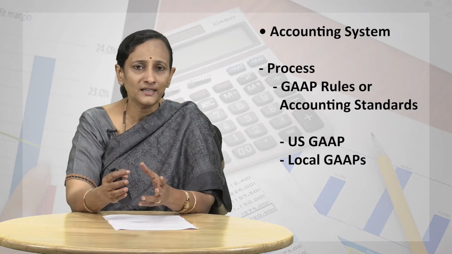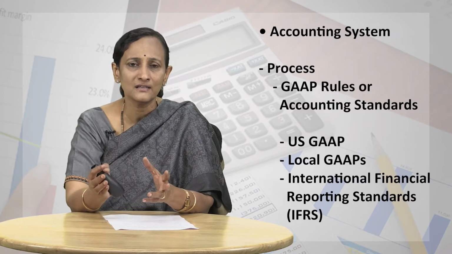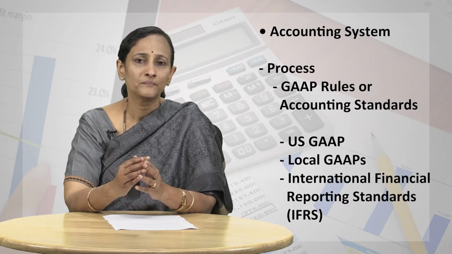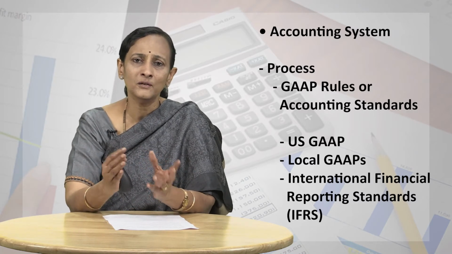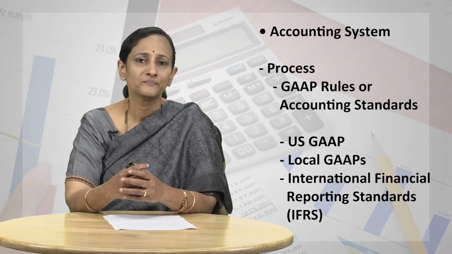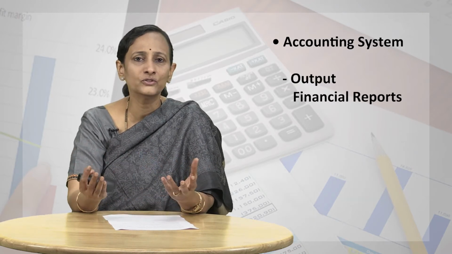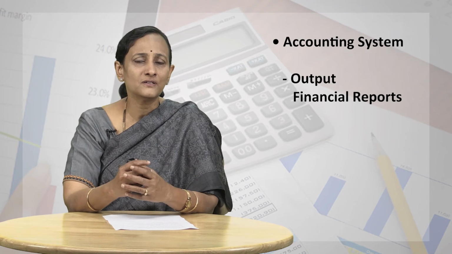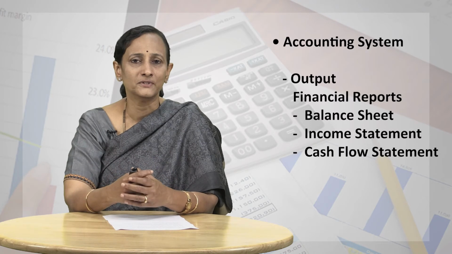But more importantly today, there is International Financial Reporting Standards, IFRS, which is adopted by more than 100 countries around the world. All accounting has to be based on these rules, and they help us in measurement and reporting of the financial transactions. At the end of the process, reports are generated that are useful to the users. The three major and important reports are the balance sheet, the income statement and the cash flow statement.